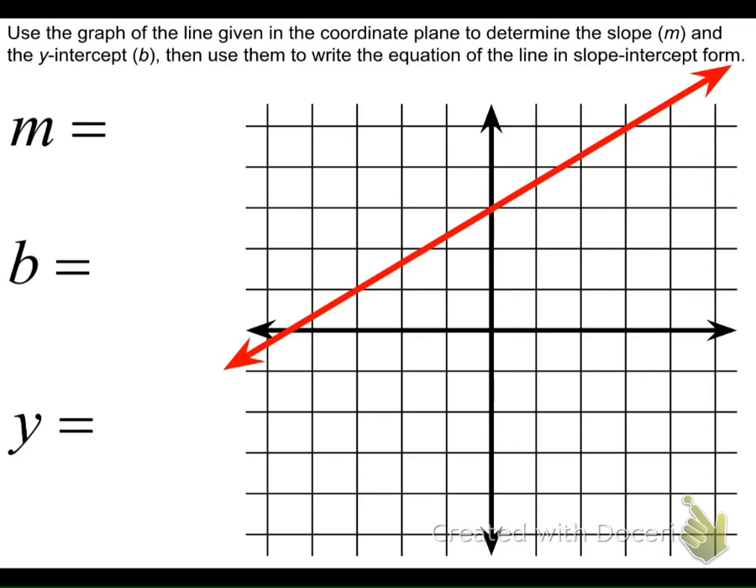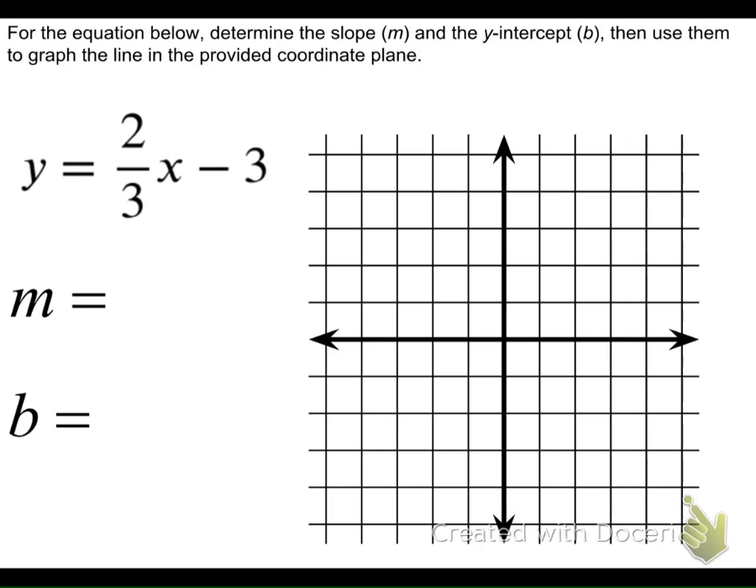because 2/3 is connected to x, then m equals 2/3. And the y-intercept is the number by itself, which is -3. So now we have our y-intercept.